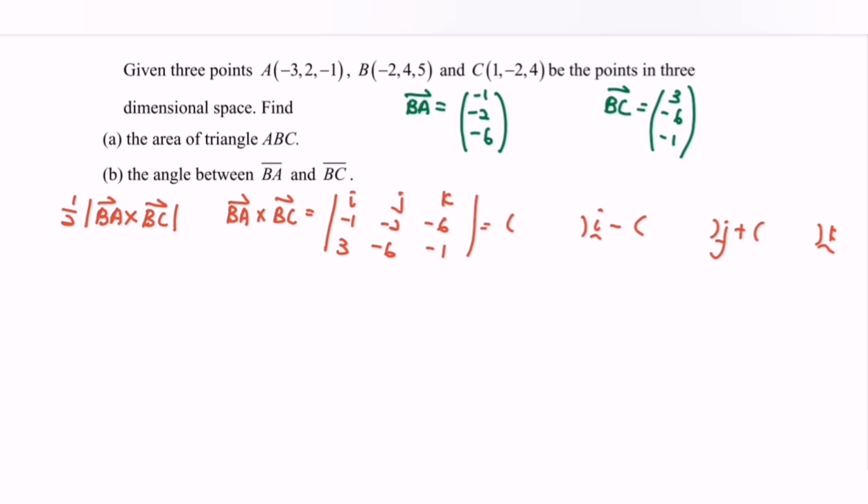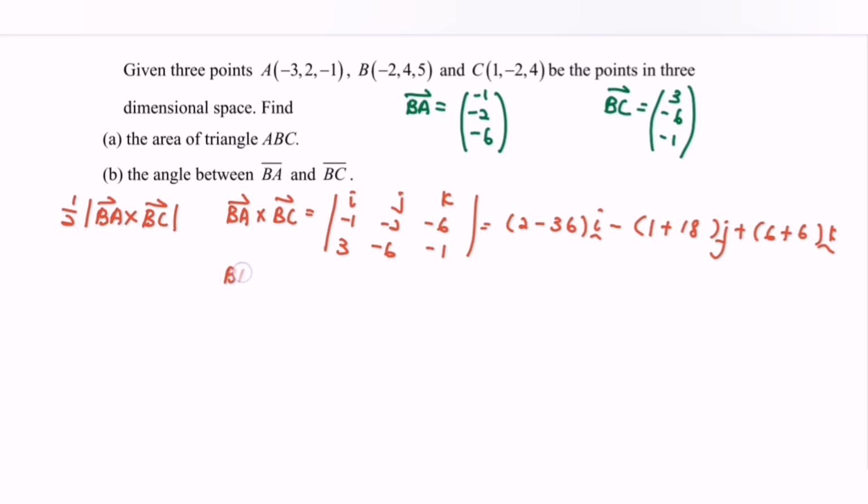So in order to find the i, close up the i, and we will have 2 minus, where we have -6 multiplied with the -6, so we will have 36. Next, close up the j, so we will have 1 minus 3 multiplied with the -6, so we will have -18 and it becomes +18. Close up the k, so we will have 6 minus -2 multiplied with the 3, so we will have -6. So in here, it becomes +6.